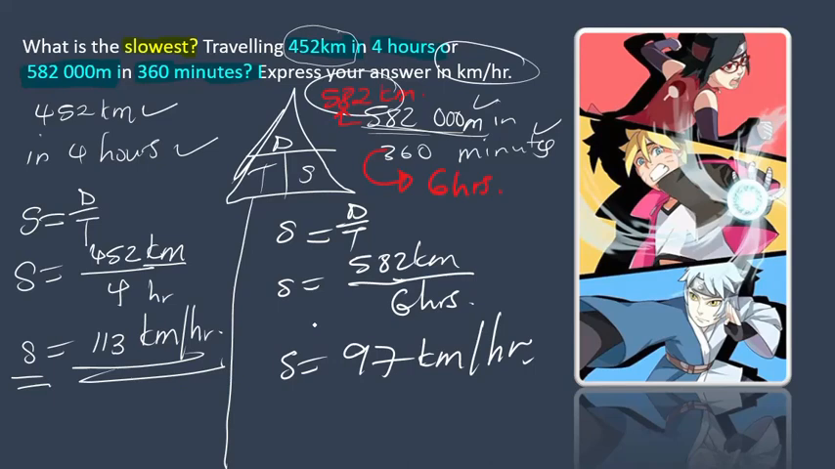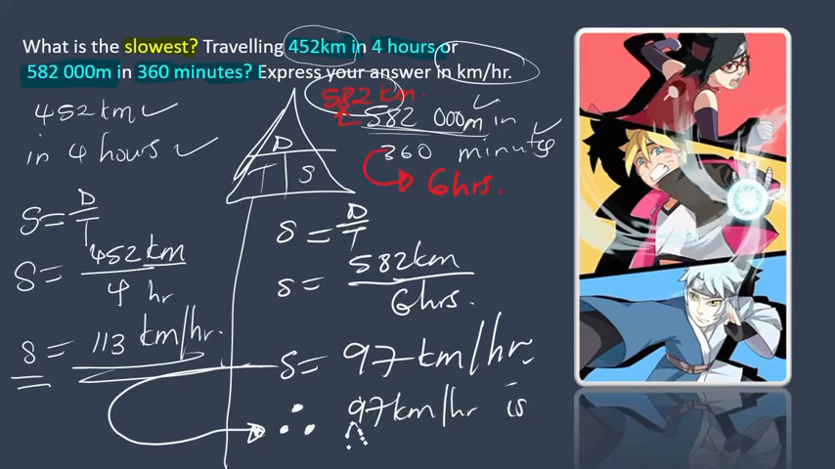Therefore, this is the slowest. I put 3 dots. These 3 dots in maths, they mean therefore, 97 kilometers per hour is the slowest. They didn't say the fastest. They wanted us to tell them the slowest.